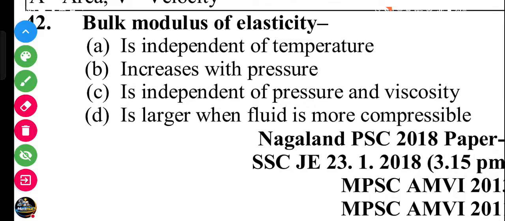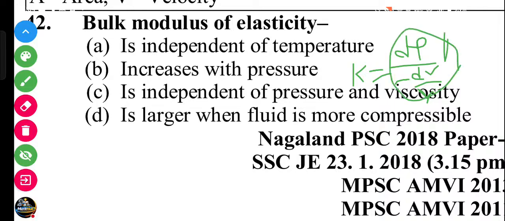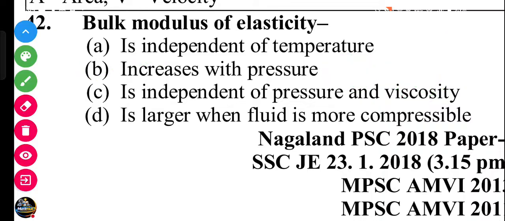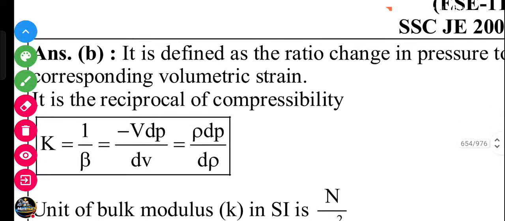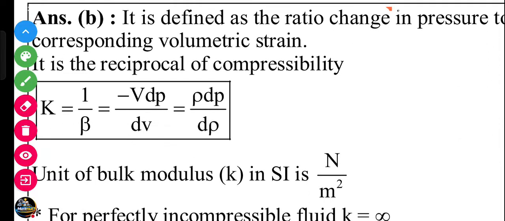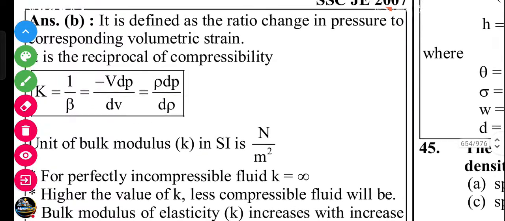Bulk modulus K equals change in pressure, delta P, by change in volume over volume, delta V by V. So if the pressure increases, then the bulk modulus of elasticity increases. B is the answer. Also we check the explanation, which is given in the same way.